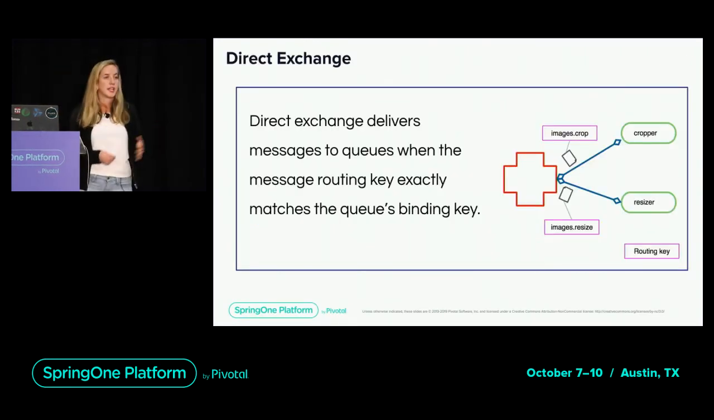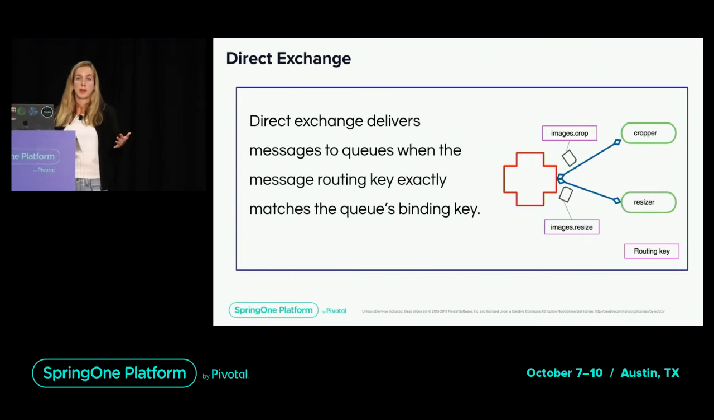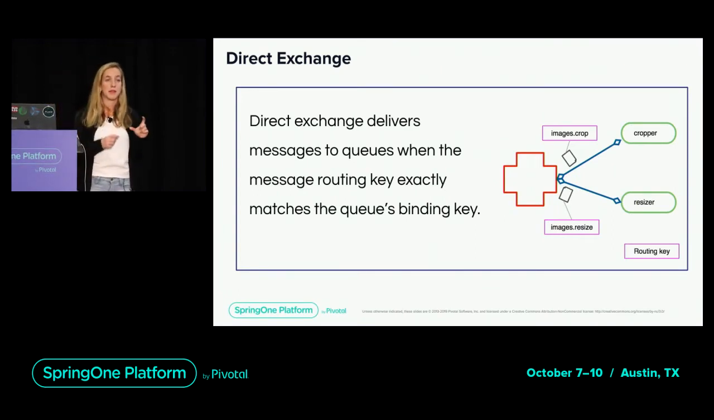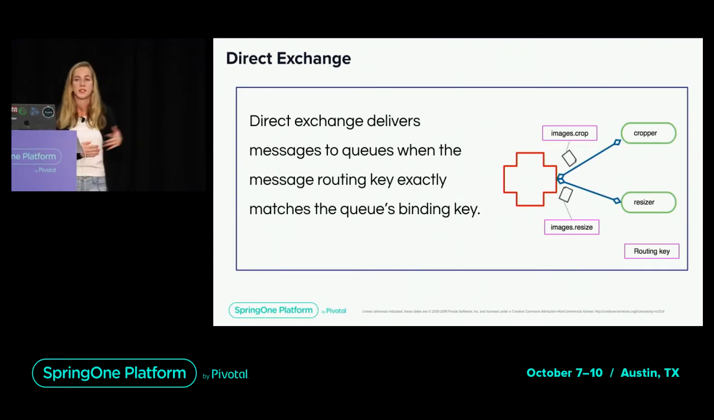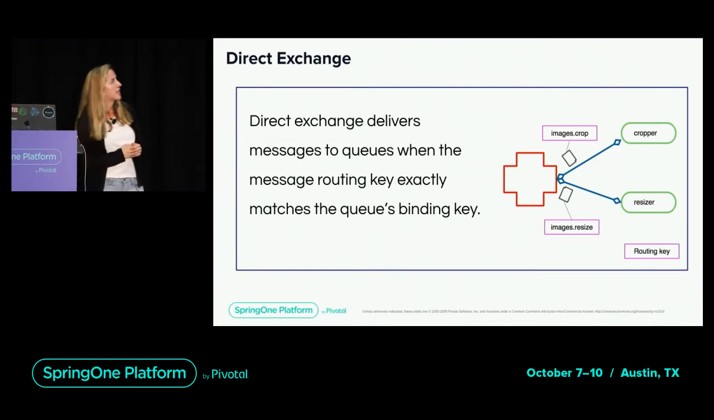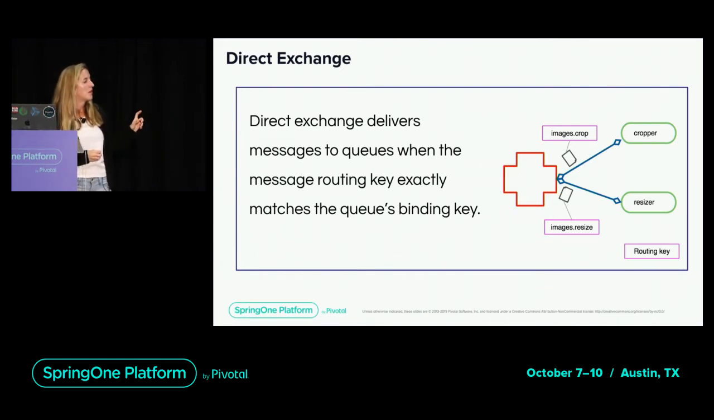So we talked about the exchanges. I'm going to talk through 3 of the most popular and common exchanges that RabbitMQ uses, because it will show a little bit about the capabilities you can have when you want to do different types of routing. First is a direct exchange. A direct exchange will deliver messages to queues when the routing key of the message, which is in the metadata, exactly matches the queue's binding key.